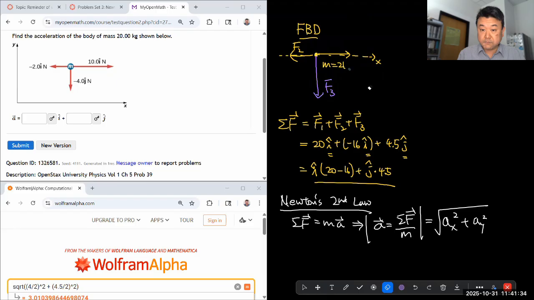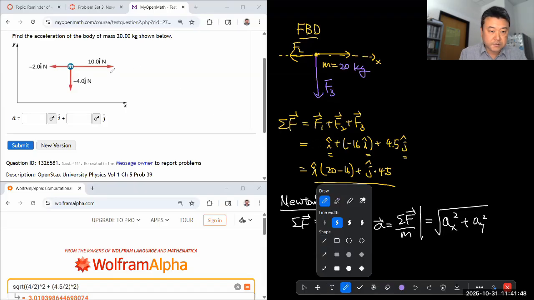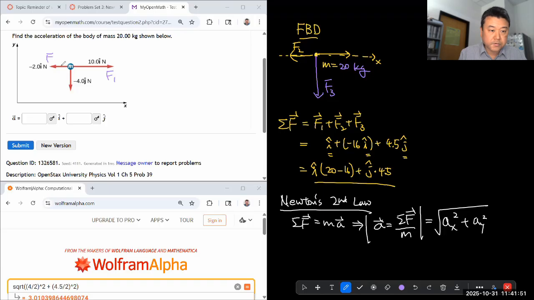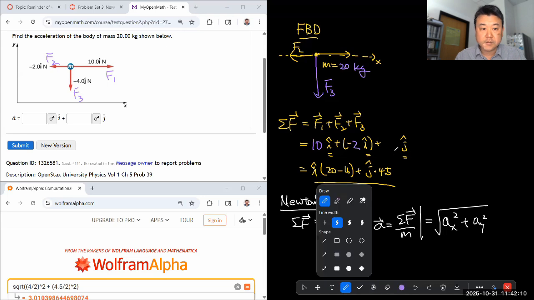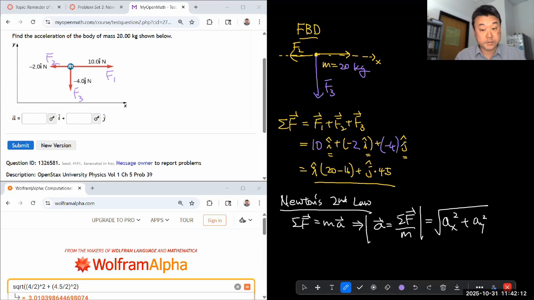So the mass will be, instead of 2 kilograms, 20 kilograms. And when we are now actually plugging in the numbers, instead of 20 newtons for F1, let me label them just so it's clear, F1, F2, F3, just trying to reuse my figures. Instead of 20, it'll be 10 newtons. And instead of minus 16 newtons, it'll be minus 2 newtons for F2. And then instead of 4.5 newtons, it'll be minus 4 newtons.